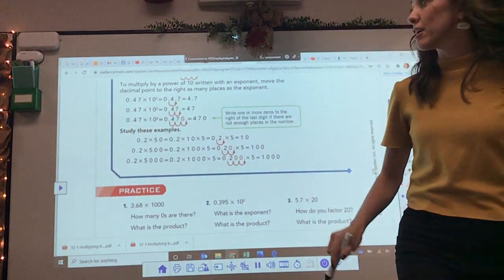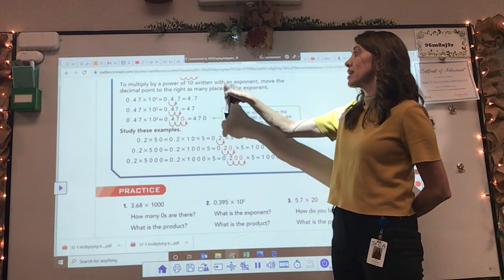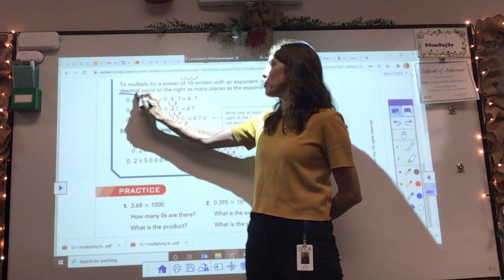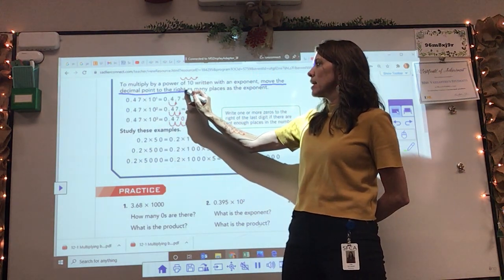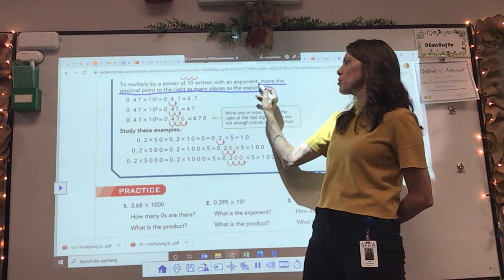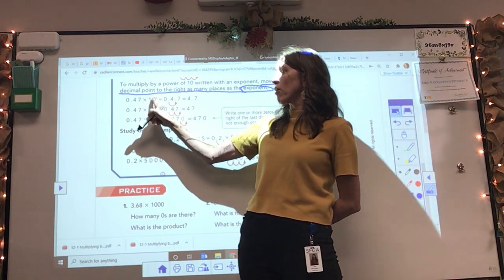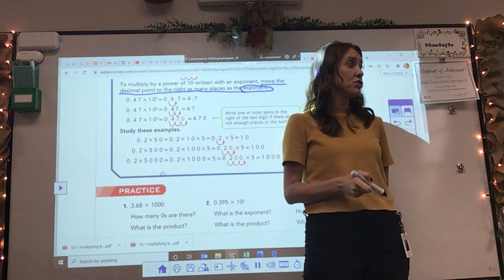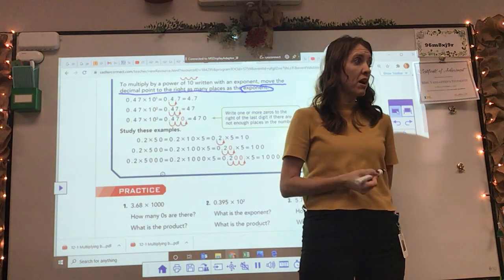It's even easier to multiply by a power of 10 written as an exponent, because here we're going to move the decimal point to the right how many times? As many places as the exponent. It's kind of like cheating even more. It tells you how many spots to move the decimal point to the right. Okay, so are you with us?